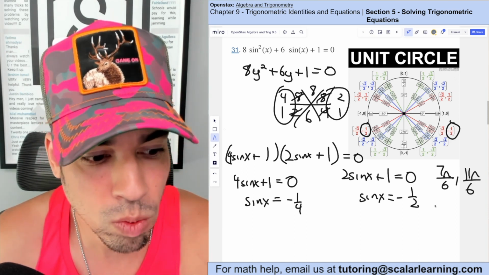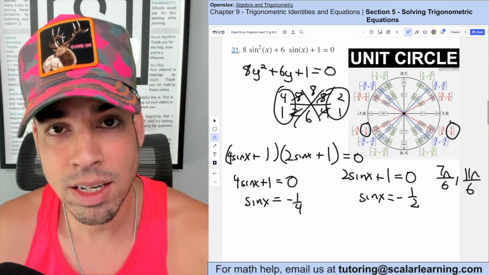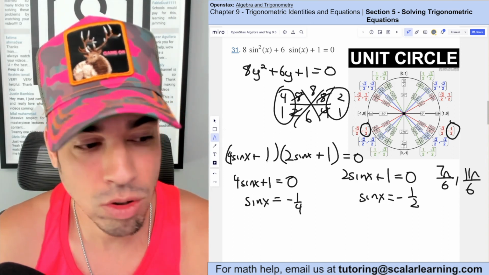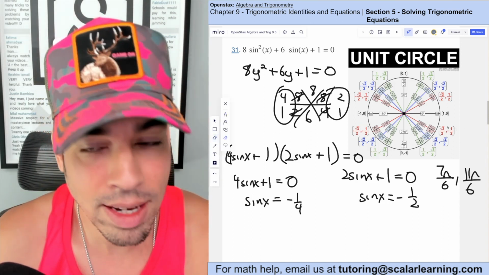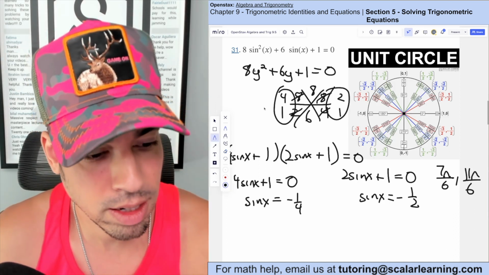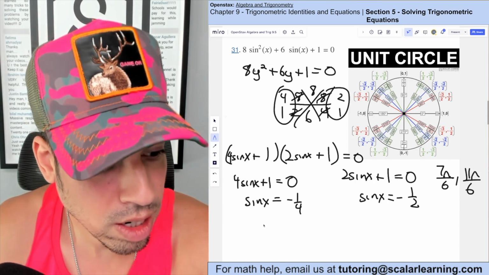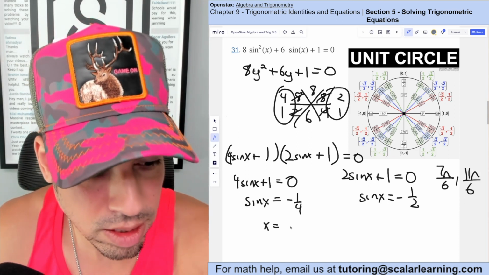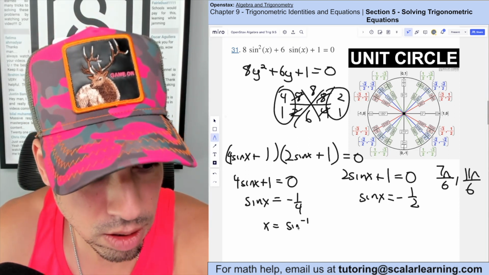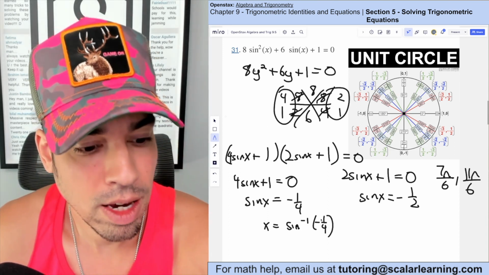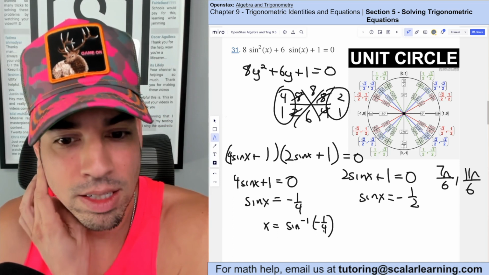Okay, what about -1/4? That's an issue because -1/4 is not on the unit circle. Okay, and they didn't give it to us in the back of the book as an approximation, like you can just put it into decimals. So we have to take arc sine of both sides, and then we get x equals arc sine of -1/4, okay?